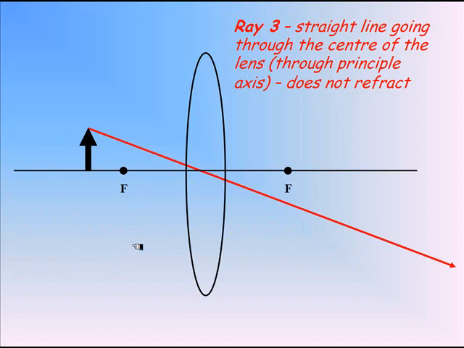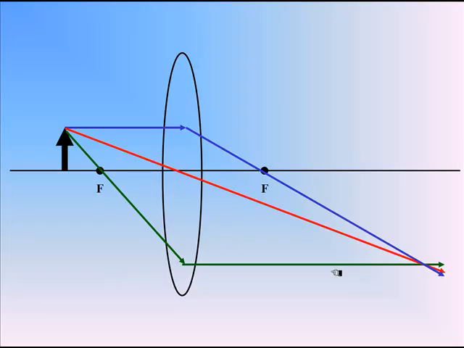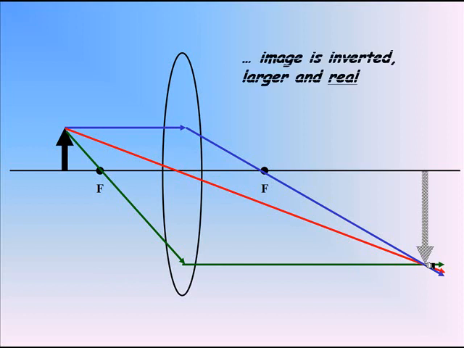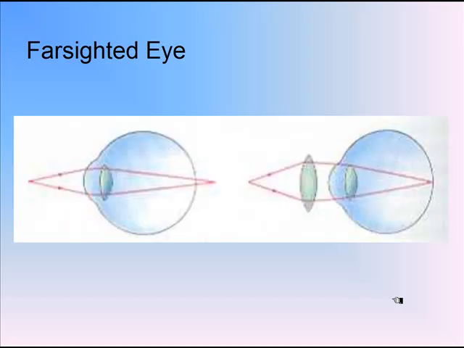All right. So when we take those three rays and match them up, then we see that they intersect beyond the lens, and it looks like the image is going to be upside down. That makes it real, and of course it looks like it's about twice as big, so it's going to be inverted, larger, and real. And this would be the kind of lens that you would use if you were a far-sighted person.